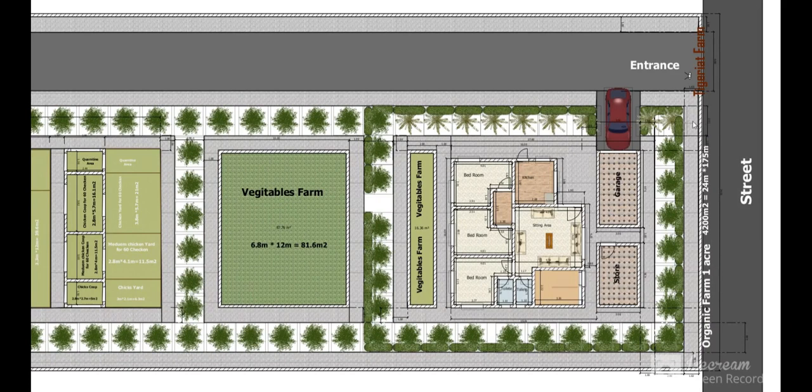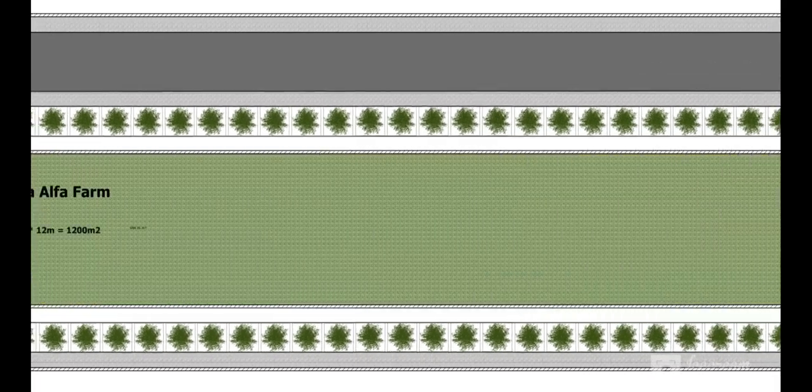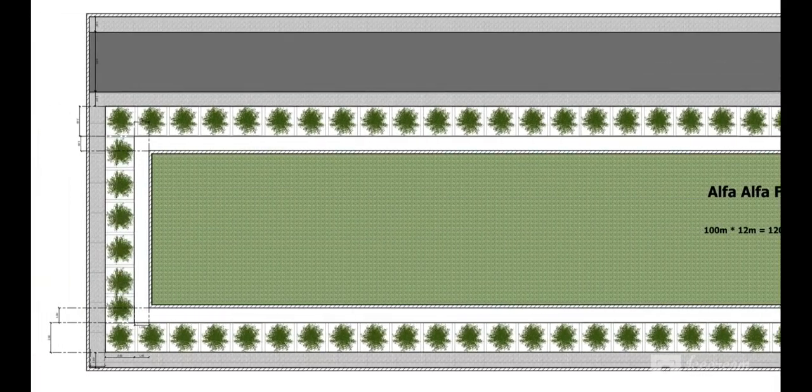Okay, 1 meter from each area, because people can walk on it to reach any area. This distance is suitable. 1 meter is suitable to reach any area. This is the border. Here is the meter. 1 meter, as you see here, also till the end of farm. This is the 1 meter.